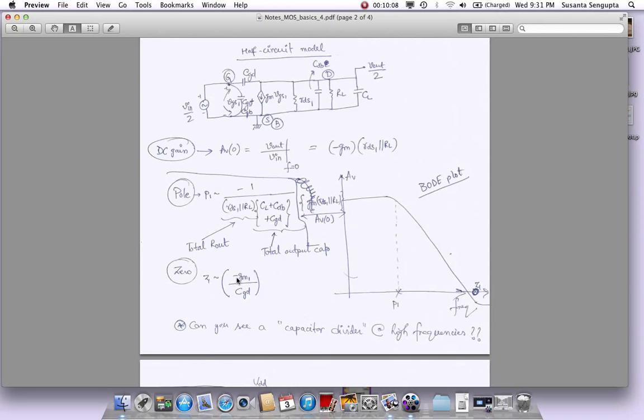I think this is not a minus sign here. I think this is a plus sign that we should have, and I think I made a mistake here. It's a right half plane 0, and that will actually cause problems. Right half plane 0 always causes different kinds of problems.